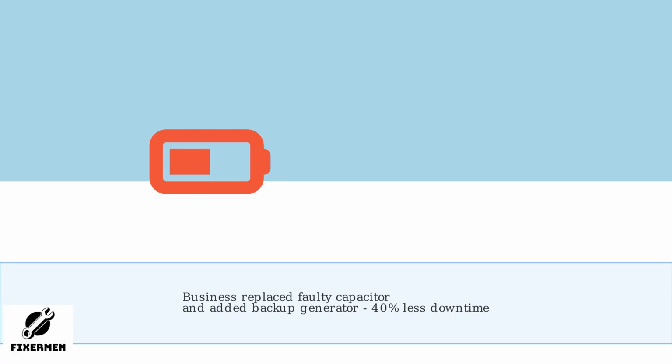In a commercial setting, a small business in California faced H3 due to a faulty capacitor after a power outage. A technician replaced the capacitor, and the company installed a backup generator. This reduced downtime by 40% and prevented future overload issues, highlighting the value of preventive measures.